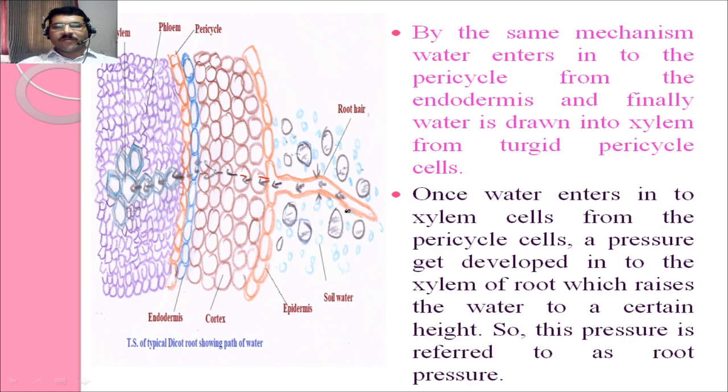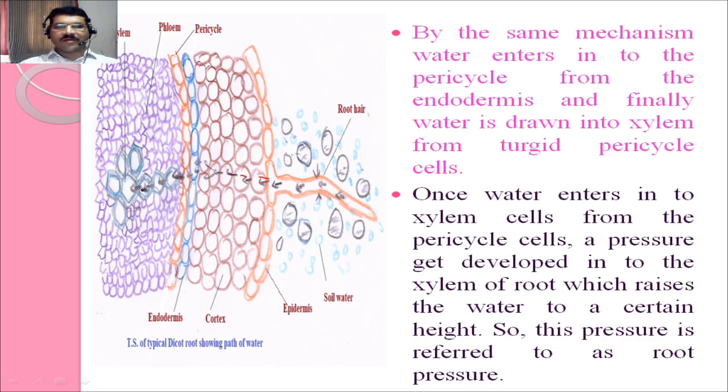So water from the soil reaches the endodermis by the process of osmosis. By the same mechanism, water enters the pericycle from the endodermis, and finally water is drawn into the xylem from the turgid pericycle cells. Now we have seen water has reached up to the endodermis. By the same phenomenon, that is osmosis, water is drawn by the pericycle cells from the endodermis cells, and finally these pericycle cells become turgid, and again these cells pass on water to the xylem cells.